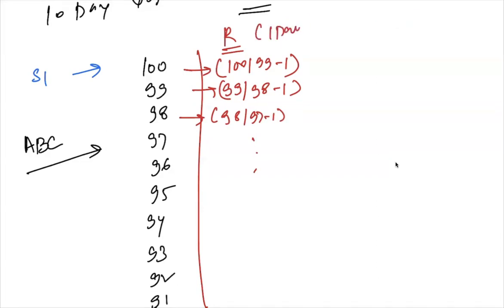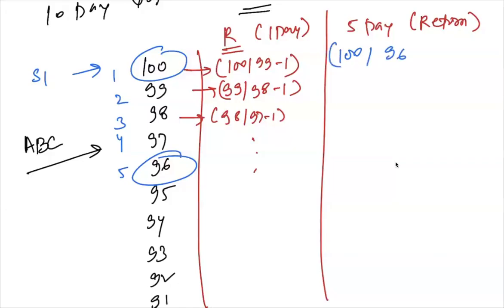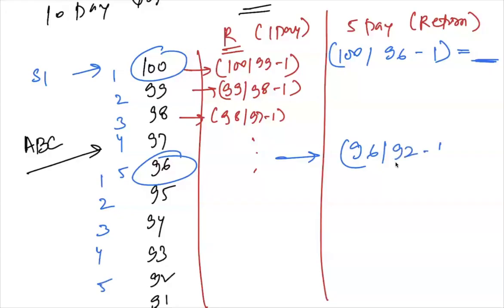But when I say 5 day, that means I'll calculate the return every fifth day. So now 1, 2, 3, 4, 5. What I'll do is 100 divided by 96 minus 1. This is the return that I get, my 5-day value at risk return. Similarly, 96 divided by, again, 1, 2, 3, 4, 5, 92 minus 1. So the return that I'll consider is every fifth day.